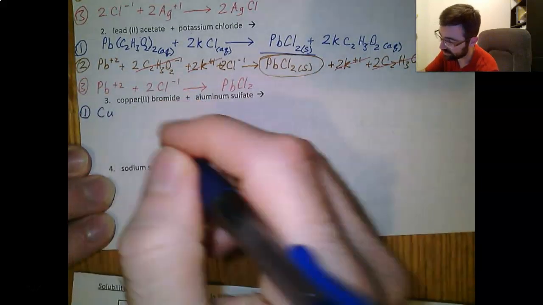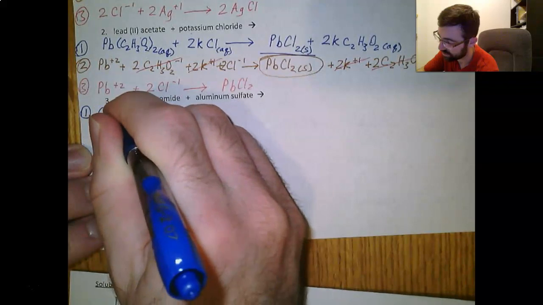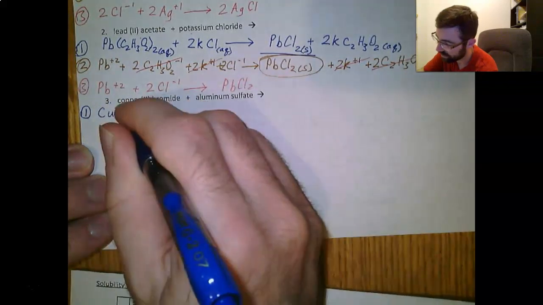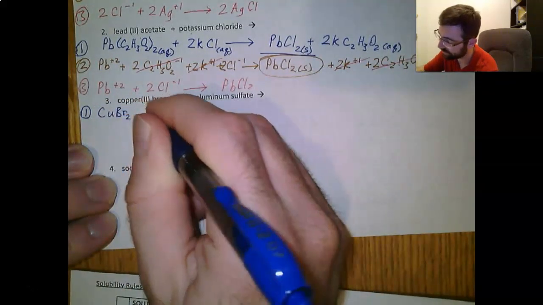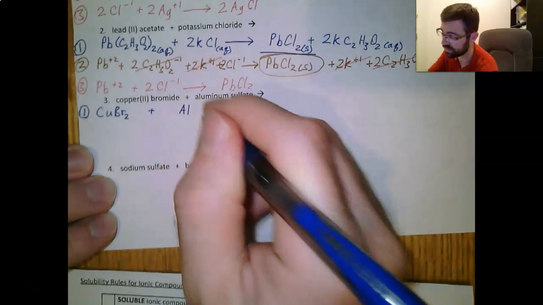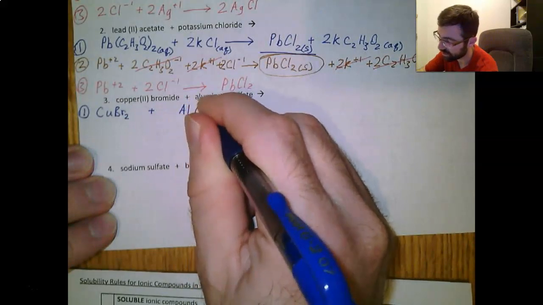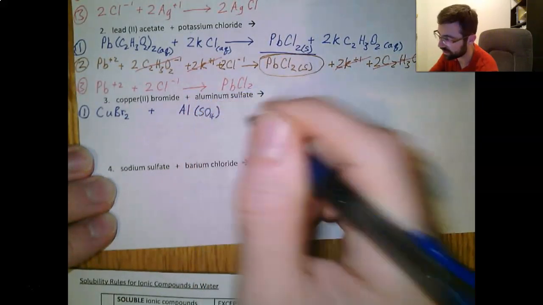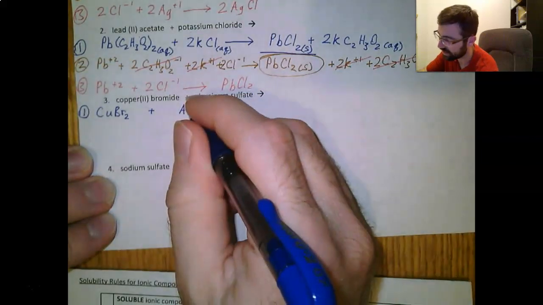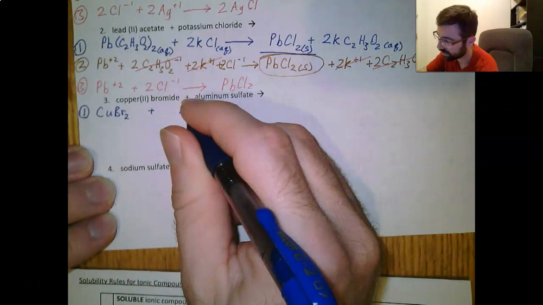Cu with +2 charge. Bromide has -1, so it's going to be CuBr2, plus aluminum sulfate. Al has a +3 charge. SO4 has a -2 charge, so that's not balanced. I have +3, -2. It's going to be Al2(SO4)3.